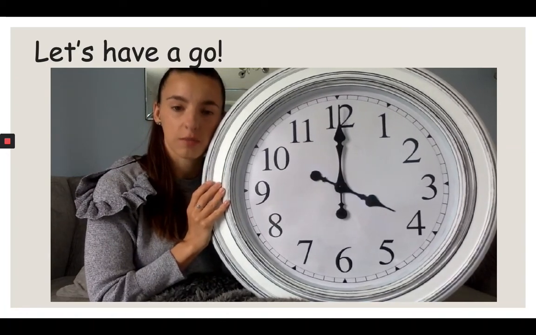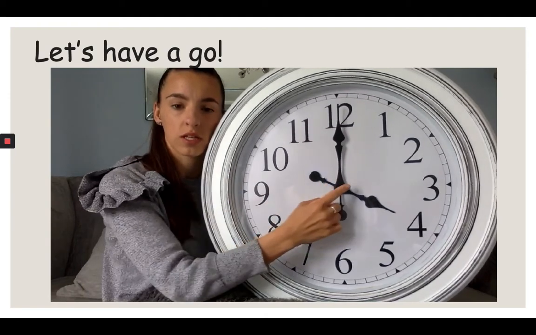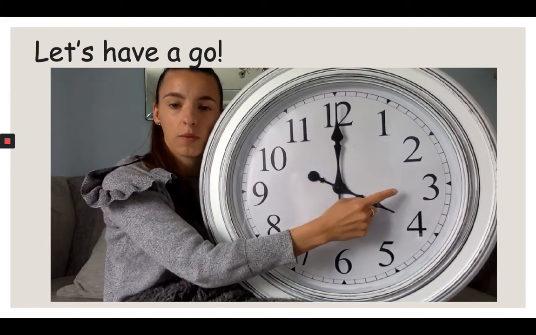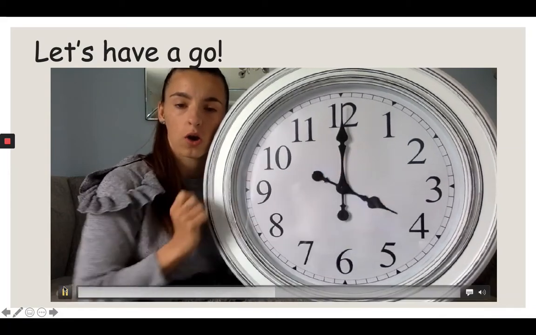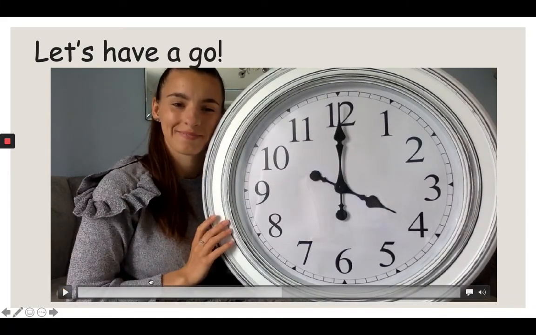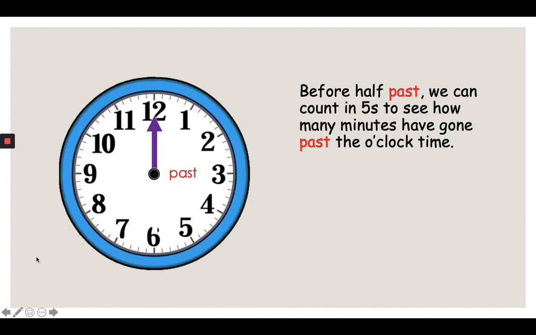There are 60 minutes in 1 hour, and you'll notice the hour hand has now moved from the 3 to the 4. It's now 4 o'clock. If you'd like to have a go, pause the video and have a go at counting around your clock with that minute hand, counting around the clock in fives.